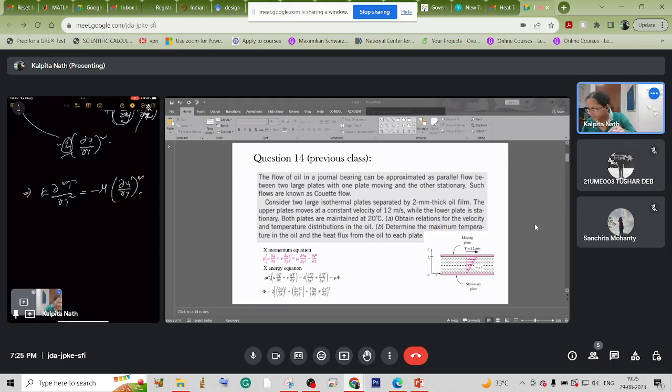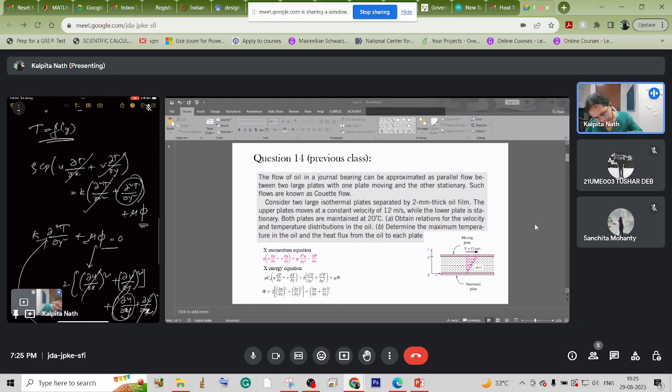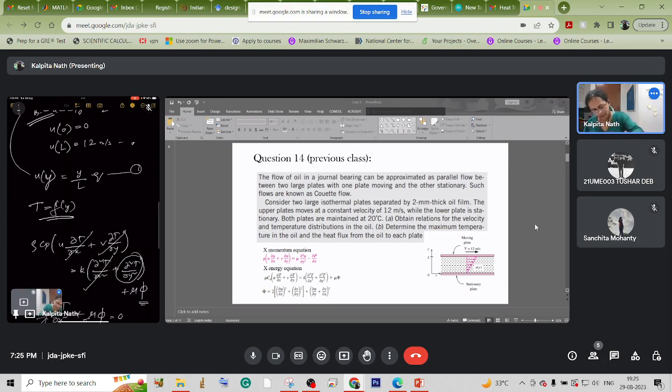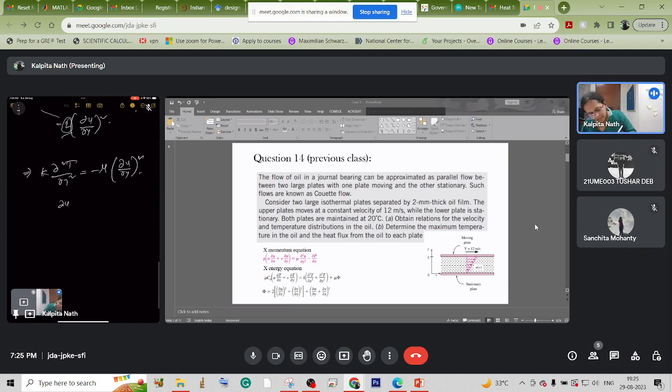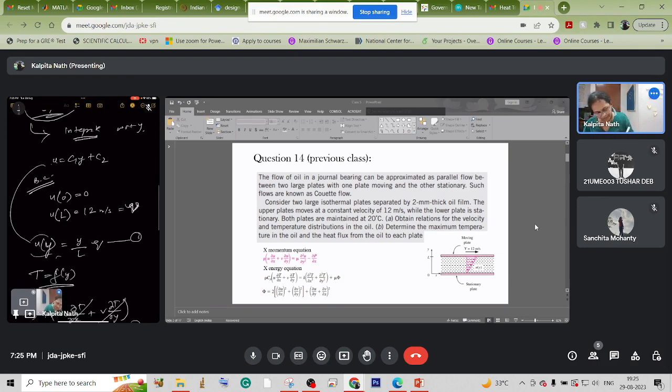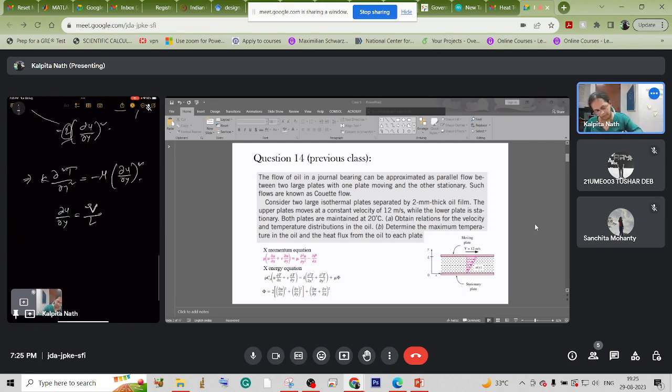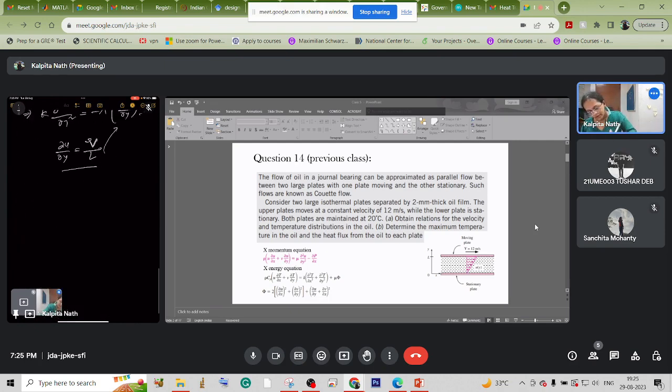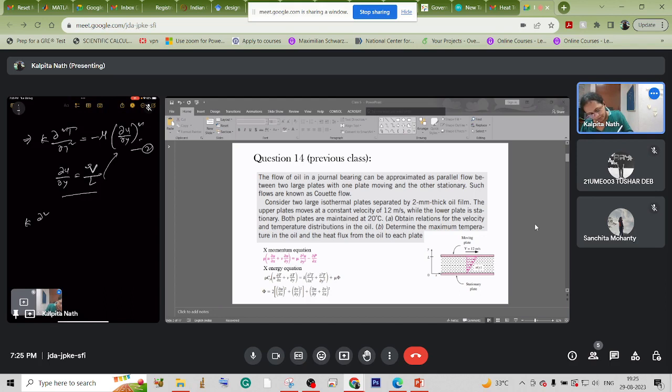Now, ∂u/∂y. We will again come back to this equation, if you consider this as equation 1. From that we can get ∂u/∂y as V by l. From this equation, if we differentiate it, we just get V upon l. Now we will put this over here in equation number 2. So this will become k ∂²T/∂y² = −μ (V/l)². Okay, this is the main equation.